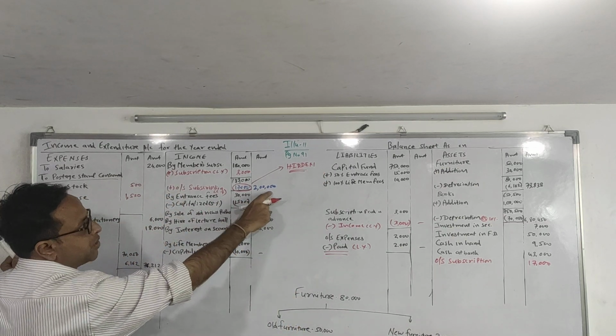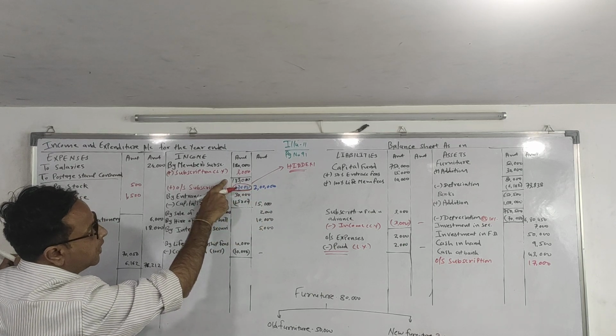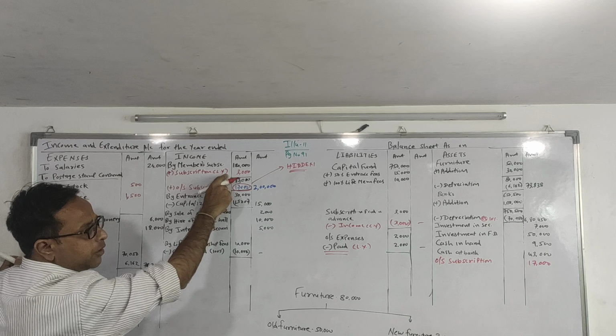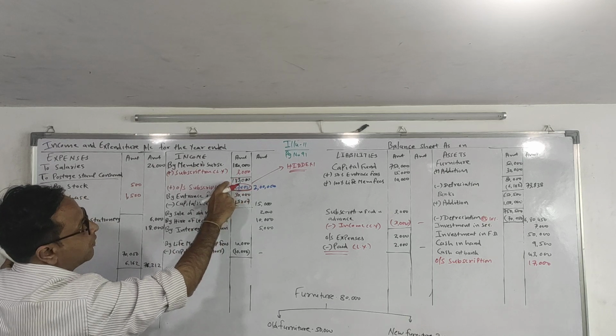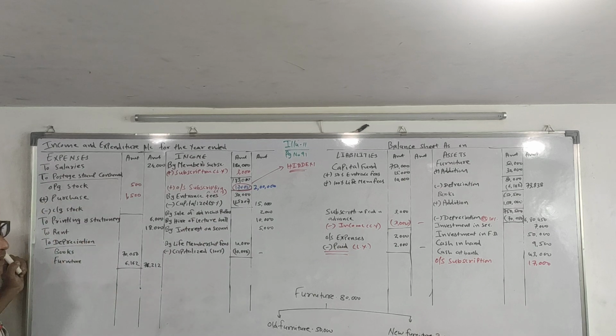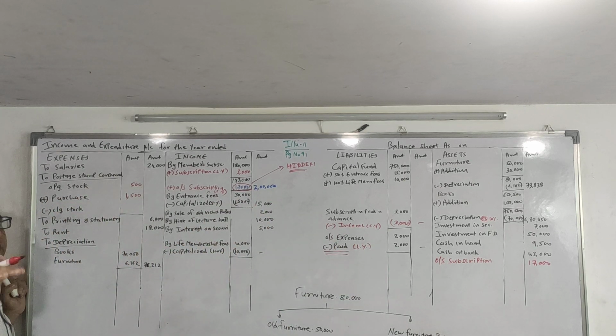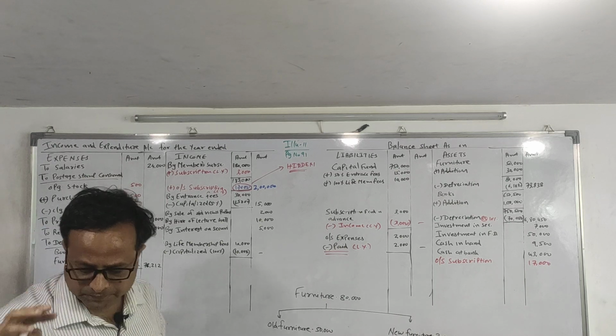We know that my subscription is ₹2 lakh. I have received 1,83,000: 1,80,000 in current year, 3,000 in last year. So 1,83,000 against subscription of 2 lakh. So 17,000 is my current year outstanding, which I am supposed to write. So this is how we are done with adjustment number 4.